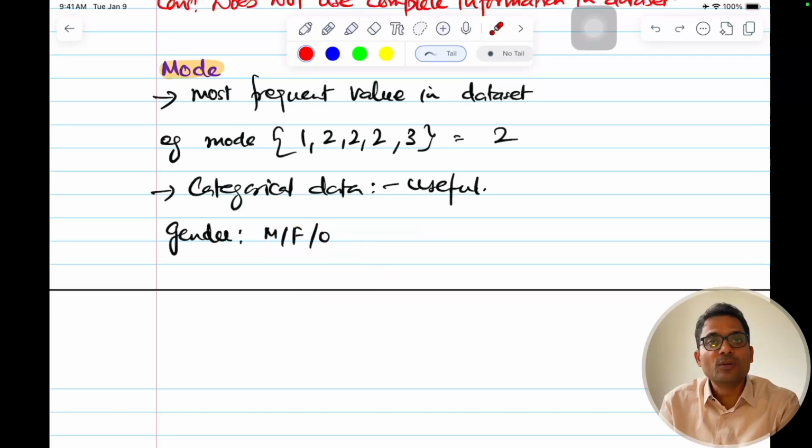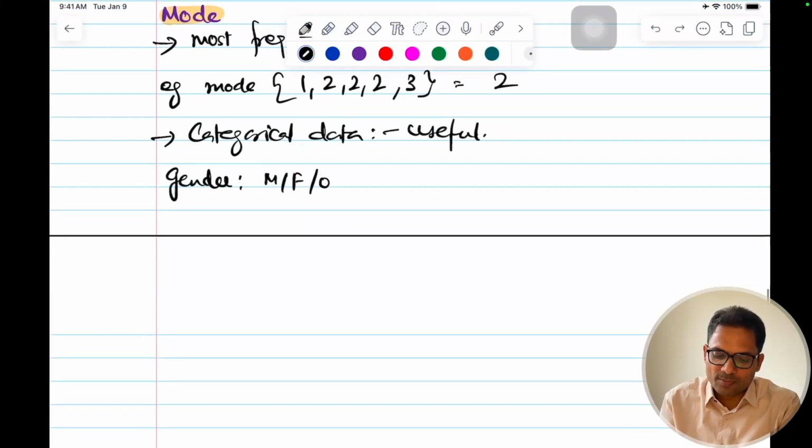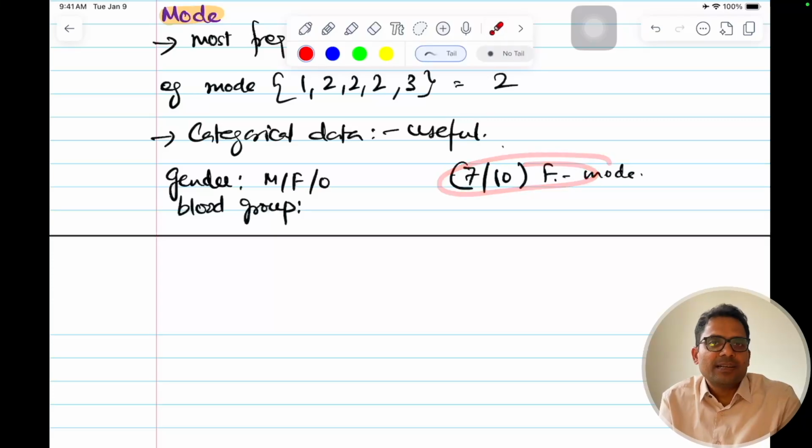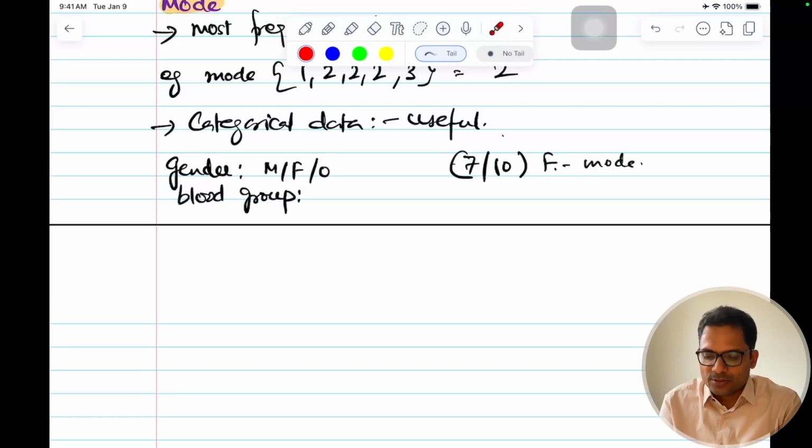Or ethnicity, blood group. I can count which is the most frequent blood group. For example, what is the most common blood group? In a sample I can find out what is the representative. For example, in a sample, 7 out of 10 are female. So I can tell that female is the representative here. The 7 is the most frequent if we have male and female only, so female will be the mode. The mode is 7 and the rest 3 are only male. So in categorical data this becomes very important because we cannot measure in any other way. How will you count?